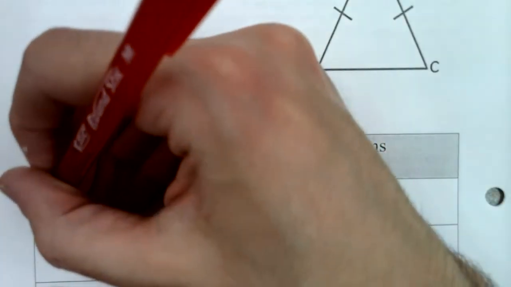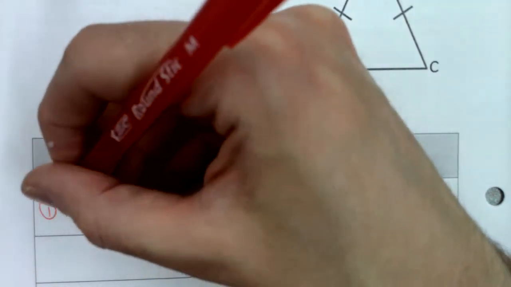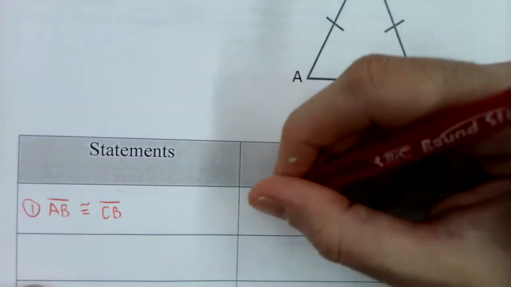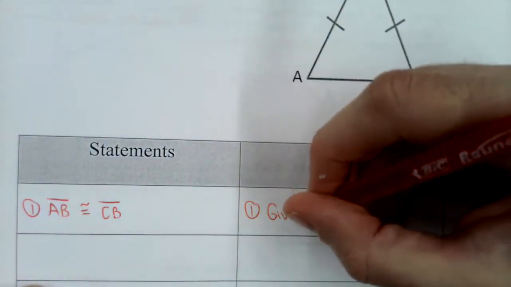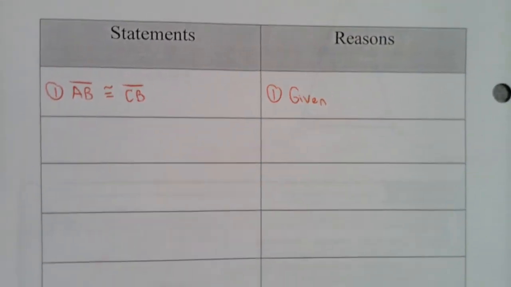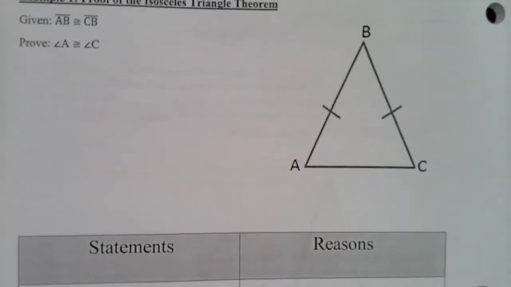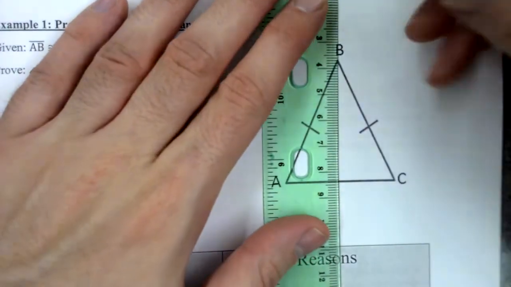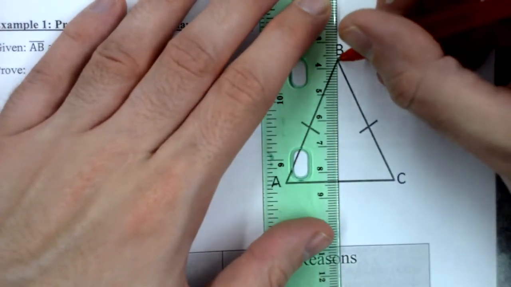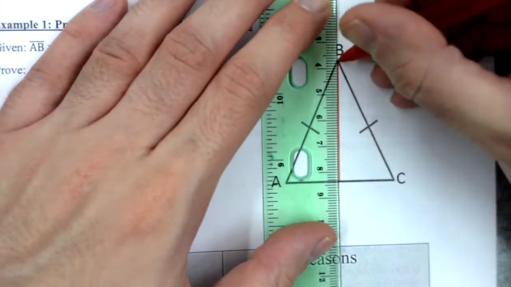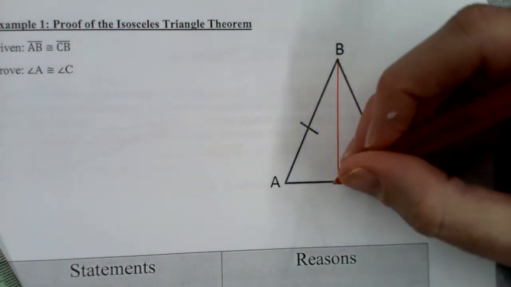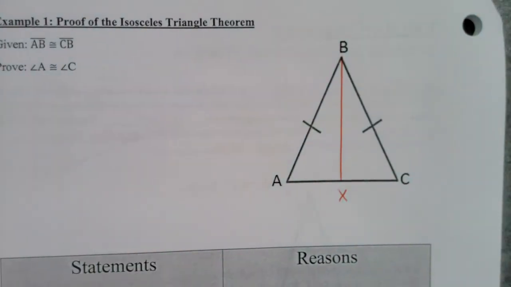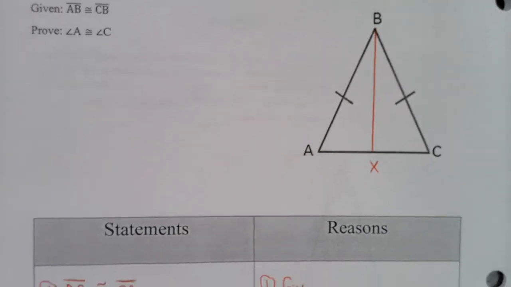That'll be my first statement, as always. The first reason is always given. Now this is kind of a weird proof, probably not the type of proof I would ever give you on a quiz or test. But what we're going to do next is draw in segment BX, I'm going to call it, such that it bisects angle B.